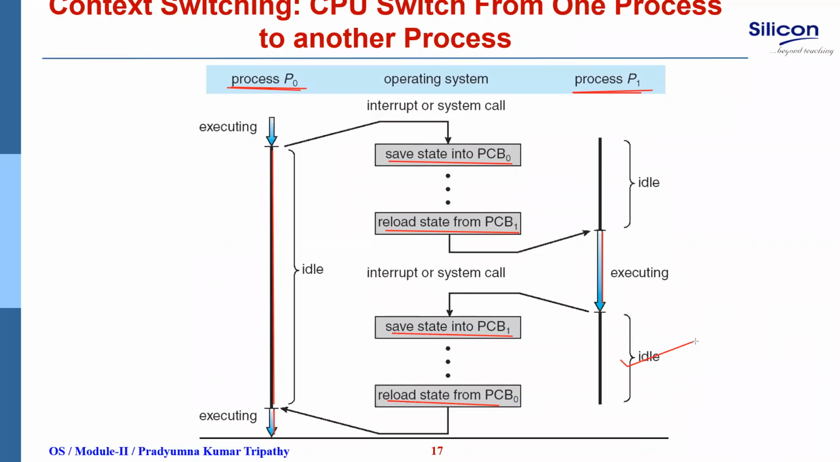Correct? So every time an interrupt or a system call occurs, it saves the content or state of the PCB of the currently executing process, and reloads the content or state of the PCB of the newly admitted, newly requesting process. Is it understood?